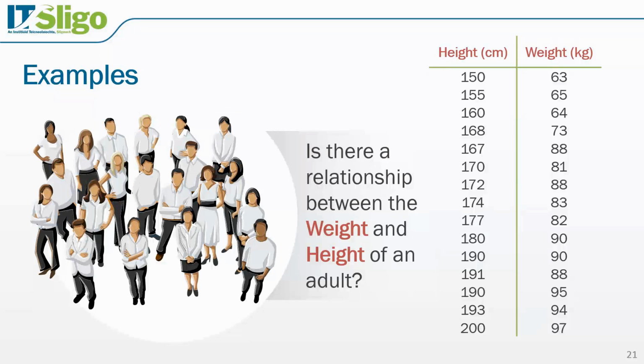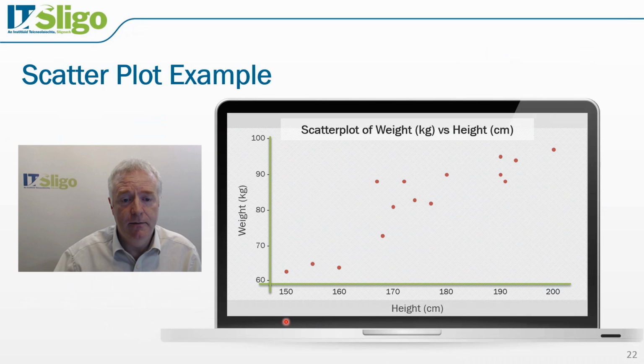Let's take a typical example. We may want to determine, is there a relationship between the weight and the height of an adult? So we take a number of individuals, we measure their height, and we measure their weight. We then plot their height on the x-axis, and we plot their weight in kilograms on the y-axis. And we note that there is a positive correlation. As the height increases, the weight tends to increase.